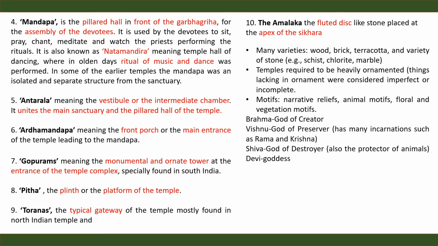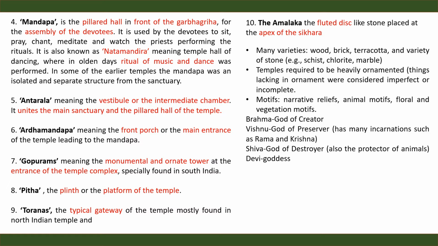Next is Mandapa, which is a pillared hall in front of the Garbhagriha for the assembly of devotees. It is used by the devotees to sit, pray, chant, meditate and watch the priests performing the rituals inside the Garbhagriha. It is also known as Natamandira, which means the temple hall of dancing, where in olden days rituals of music and dance were performed.